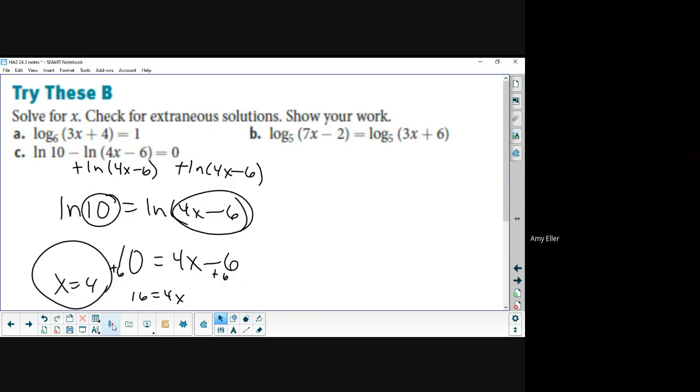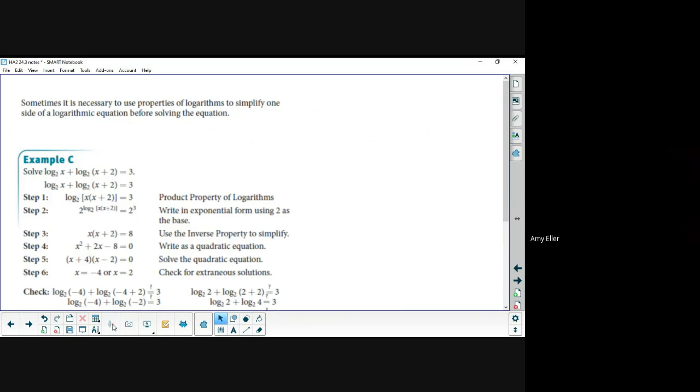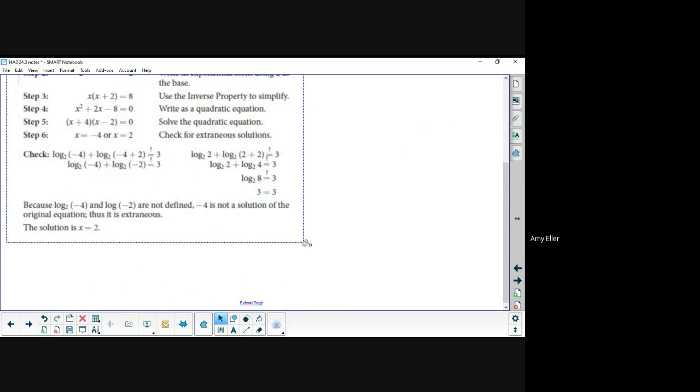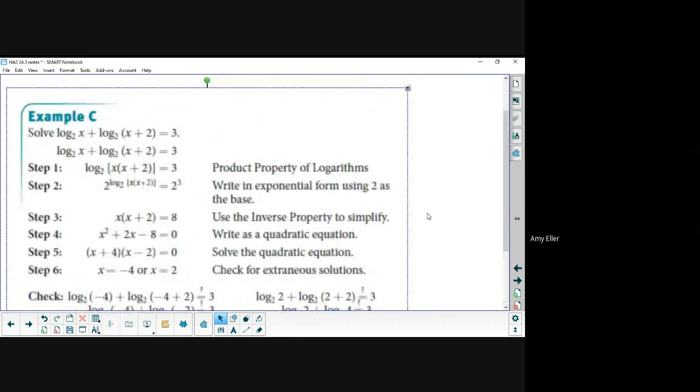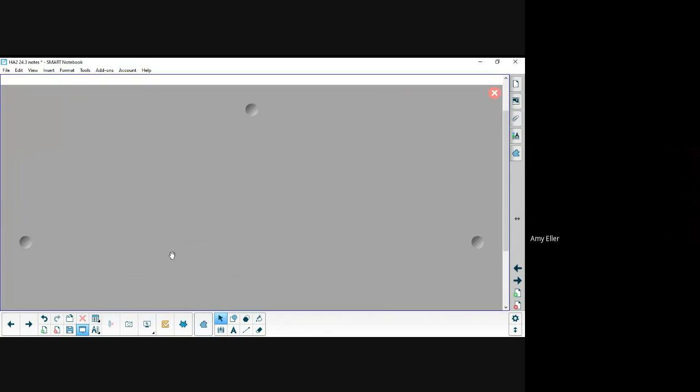Questions, comments? Do we need more time before we move on to the 3 at the bottom? Okay, let's look at the example that's done first so we kind of have an idea of what's coming up. So look at the board if you would. Here's the next problem.